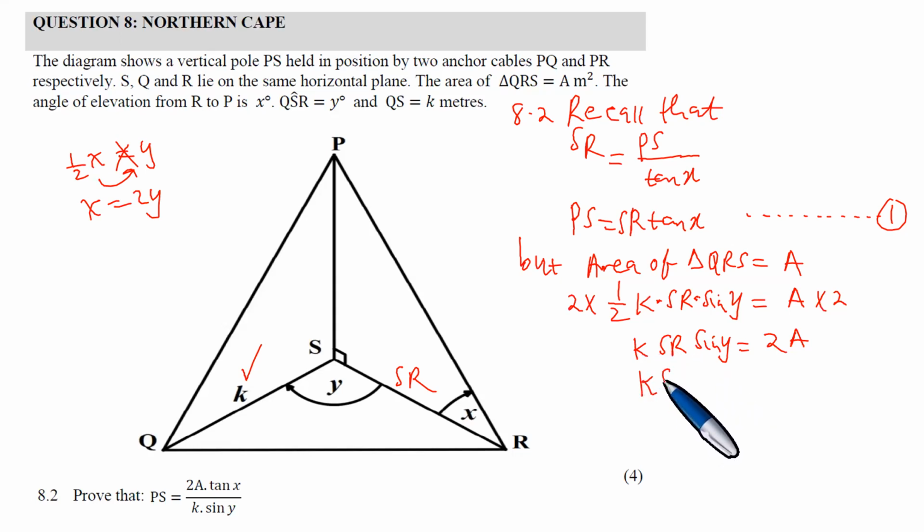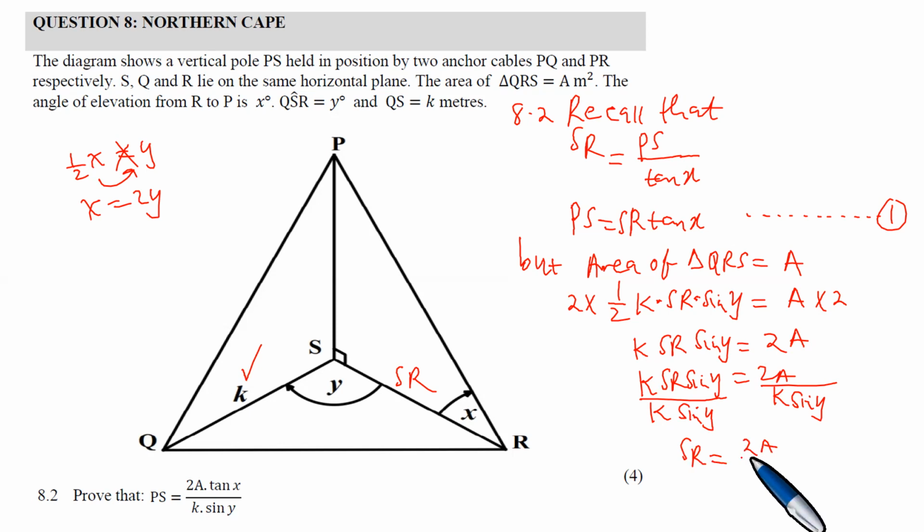We take the K SR sine of Y, which equals 2A. We divide by K sine of Y, but whatever you have done on the left must be done on the right. So we divide by K sine Y. It means, therefore, we have SR is equal to 2A divided by the sine of Y. So this is exactly the result we want.